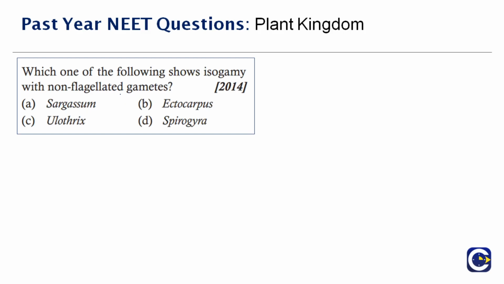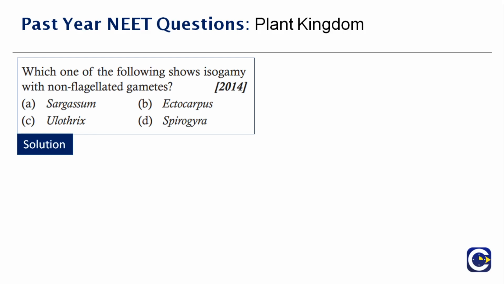Okay, next question. This question was asked in the year 2014. Which one of the following shows isogamy with non-flagellated gametes? Once again, this is an easy question which was asked in the year 2014. Before we go directly into the solution, you should know what is isogamy, anisogamy, oogamy.